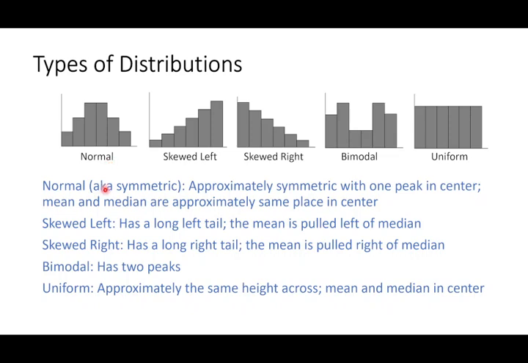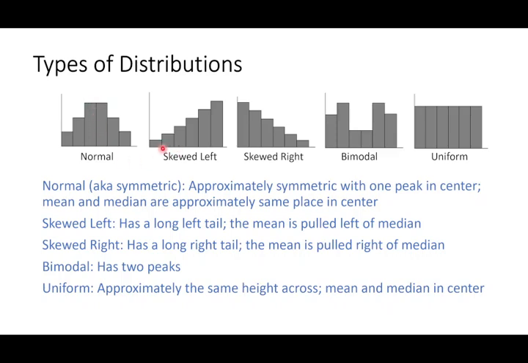So a normal distribution, aka a symmetric distribution, is approximately symmetric. So if you were to divide this in half, the left and the right half look about the same. This one's perfectly normal, but it can be a little bit off. Real data is never perfect. So if it's approximately symmetric with a peak in the center, then the mean and the median are approximately in the same place in the exact center.